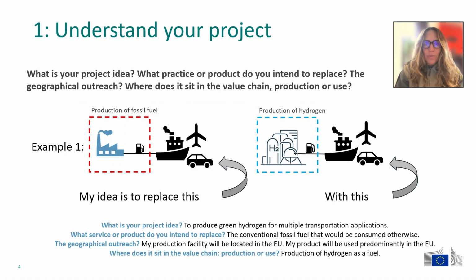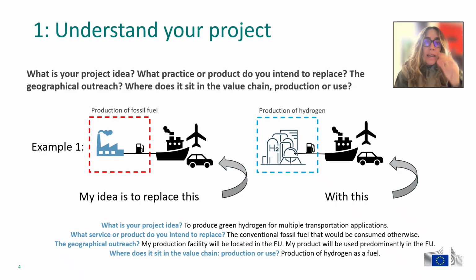The first step of the application is to understand your project. What common practice or conventional product are you intending to replace? Does it refer to a change in a process or a replacement of the final product with an innovative one? What is the outreach of your reduction? What are the parties involved in the implementation? So for instance, if it's a fuel switch project, would the supplier of the alternative fuel be part of the project as well?